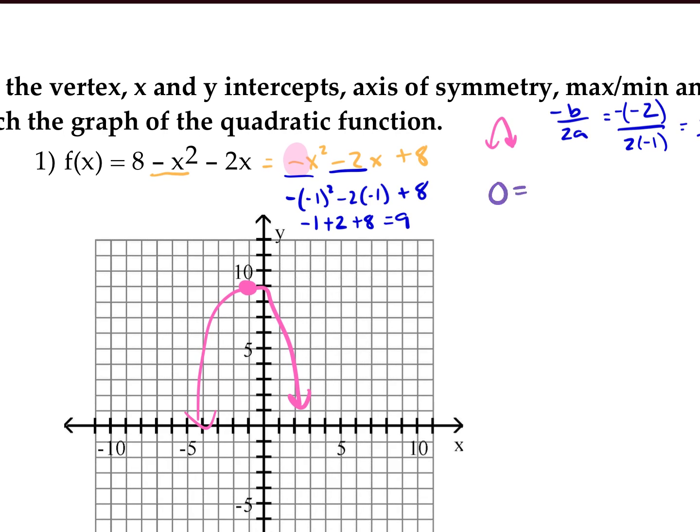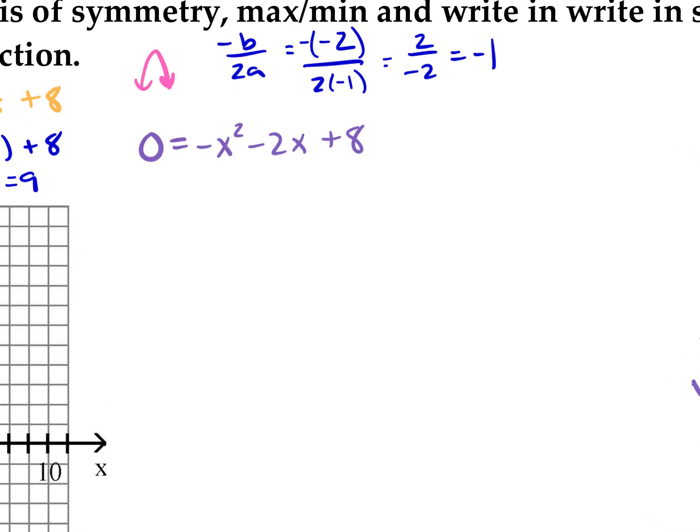So 0 is equal to negative x squared minus 2x plus 8. And we're going to solve for x. So we're going to have to factor here, but before we factor, we want to make sure our leading coefficient is positive, just to make it easier to factor so we don't have to end up multiplying the first times the last. So we want to make sure that it is a positive number. So I'm just going to divide everything by negative 1, take out a negative, change the signs of everything, and factor from here.